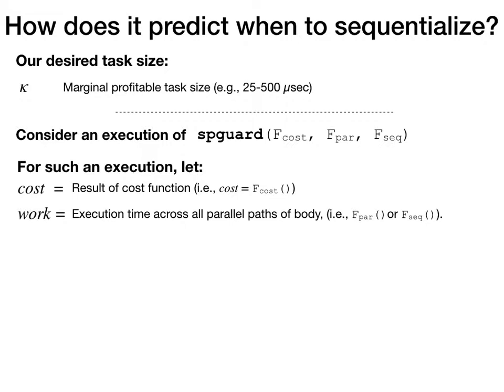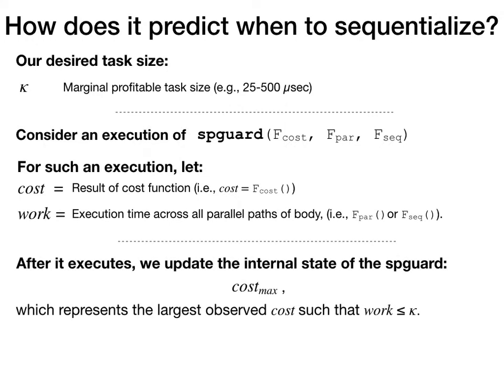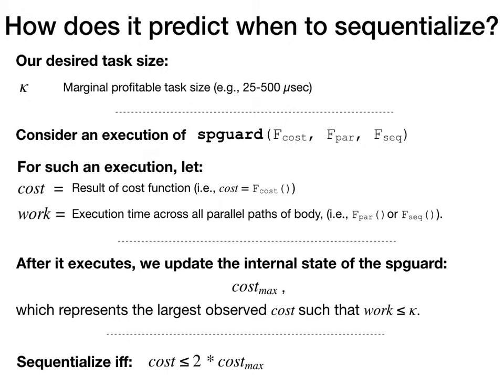After we obtain the work, we try to update the internal state of the SP guard, which consists of a cell that we call cost max. The SP guard uses this cell to get better and better estimates of when to sequentialize in the future based on the current value of the cost. The invariant that we need to maintain for this cost max cell is that the value in the cost max cell represents the largest cost value that's been observed so far, such that the corresponding work is marginal, or in other words, smaller than the value of kappa. We'll get to that again in a second.